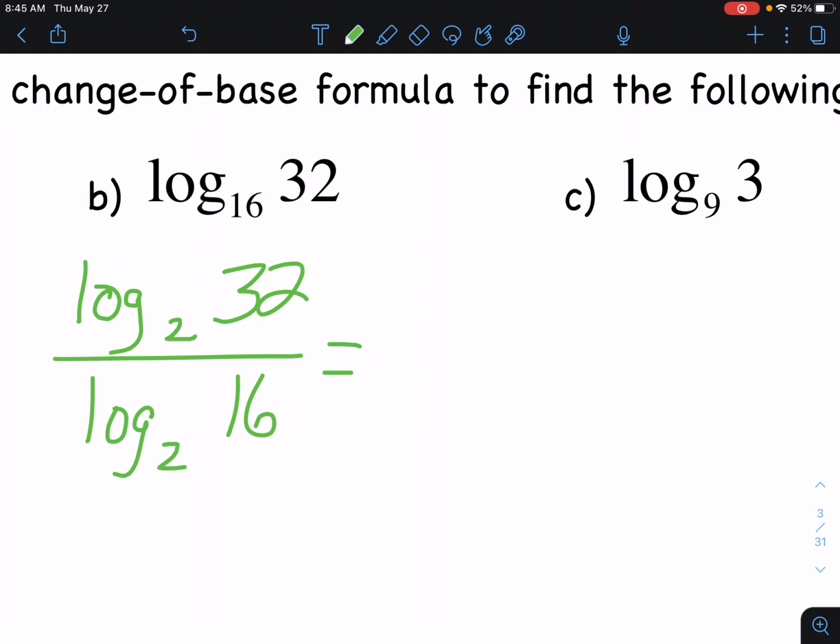And here's the reason. 2 to what power is 32? You can use your fingers here, like we learned in part 1. 2 times 2 is 4, times 2 is 8, times 2 is 16, times 2 is 32. I have 5 fingers up, so that exponent would be 5. 2 to the 5th power is 32. Now what about 2 to the power of what is 16? Again, use your fingers. 2 times 2 is 4, times 2 is 8, times 2 is 16. 4 fingers. So 2 to the power of 4 is 16. So there's my answer, 5/4.